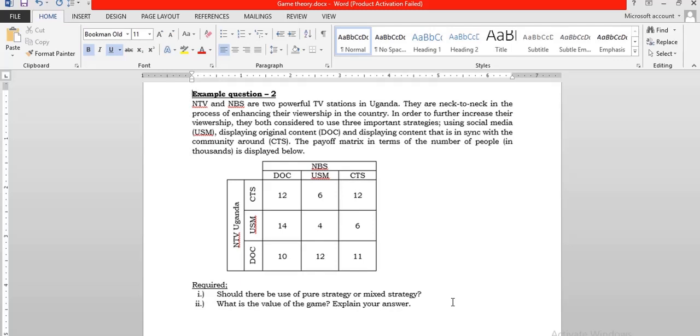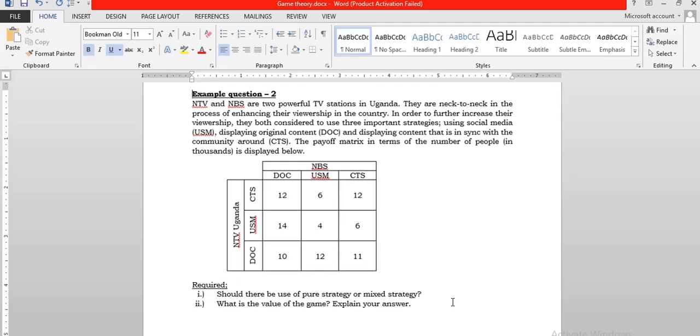If NTV wins, it will be able to gain 12, 6, 12, 14, 4, 6, and 10, 12, 12. Now, whatever NTV gains, NBS loses. So this is also an example of a zero-sum game. We are going to look at the zero-sum game right now and be able to answer it. What is the first question? Should there be use of pure strategy or mixed strategy?